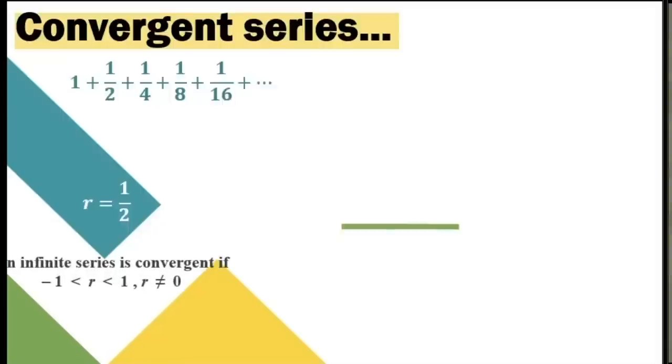It's convergent if the ratio is between negative 1 and 1 and the ratio is not equal to 0. What is our ratio here? Our ratio here is a half. This means this series will converge and it converges towards the number 2.